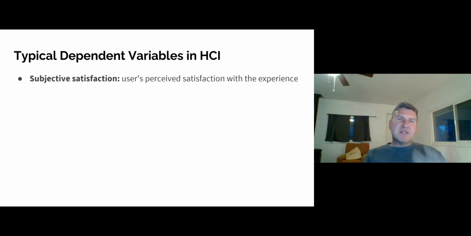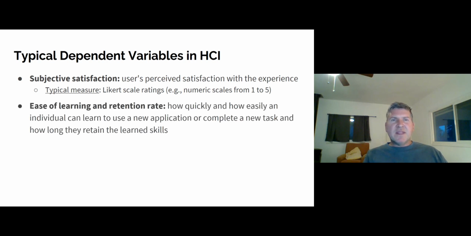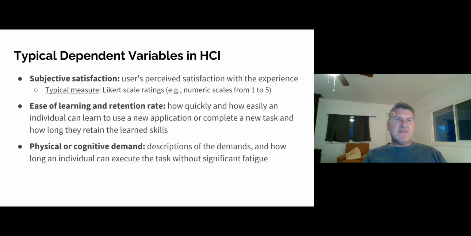Another one might be subjective satisfaction, which is the user's perceived satisfaction with the overall experience. So we typically might use a Likert scale. That's the one where you have a bunch of bubbles, 1 through 5, and you have discrete values. The ease of learning, or the retention rate, so how quickly, meaning how little time does it take for somebody to reach a certain level of accuracy. What is the retention rate? How are they able to retain the information over a specified period of time? It could be physical or cognitive demand, such as a description of the demands and how long an individual can execute the task without undergoing significant fatigue.